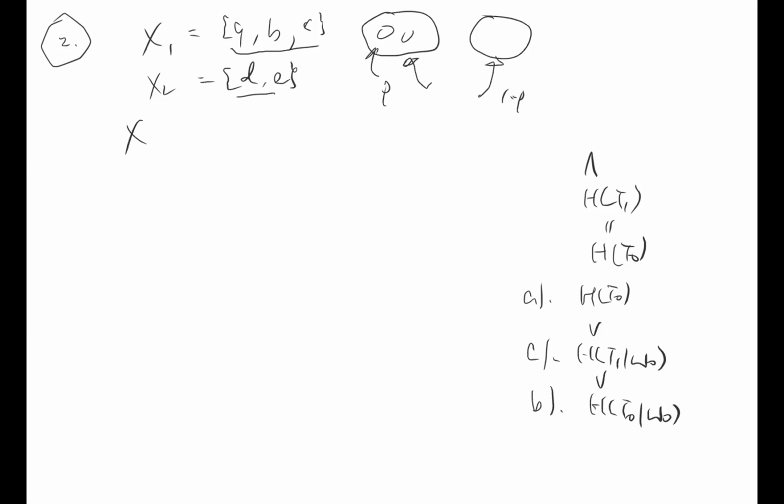So let me introduce a new variable, Z. Z is the variable that is equal to 1 if drawing from X1, and 0 if drawing from X2.